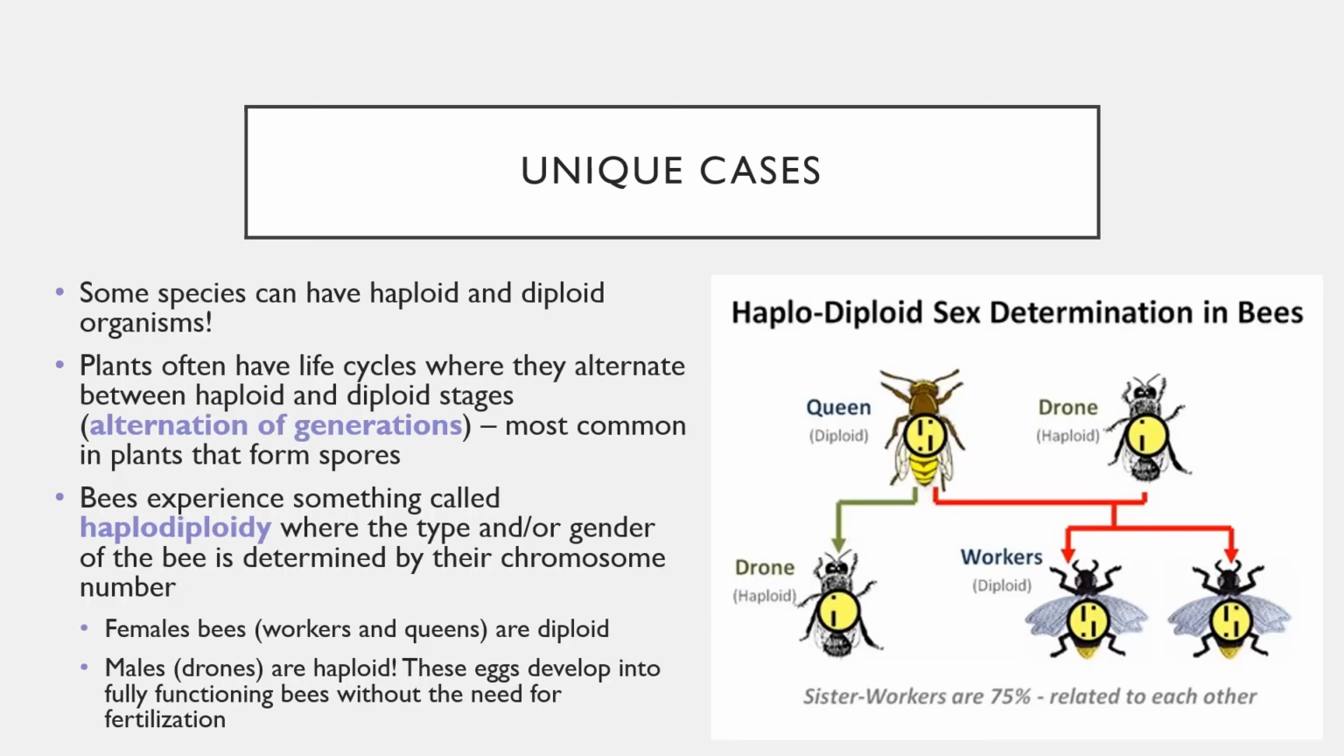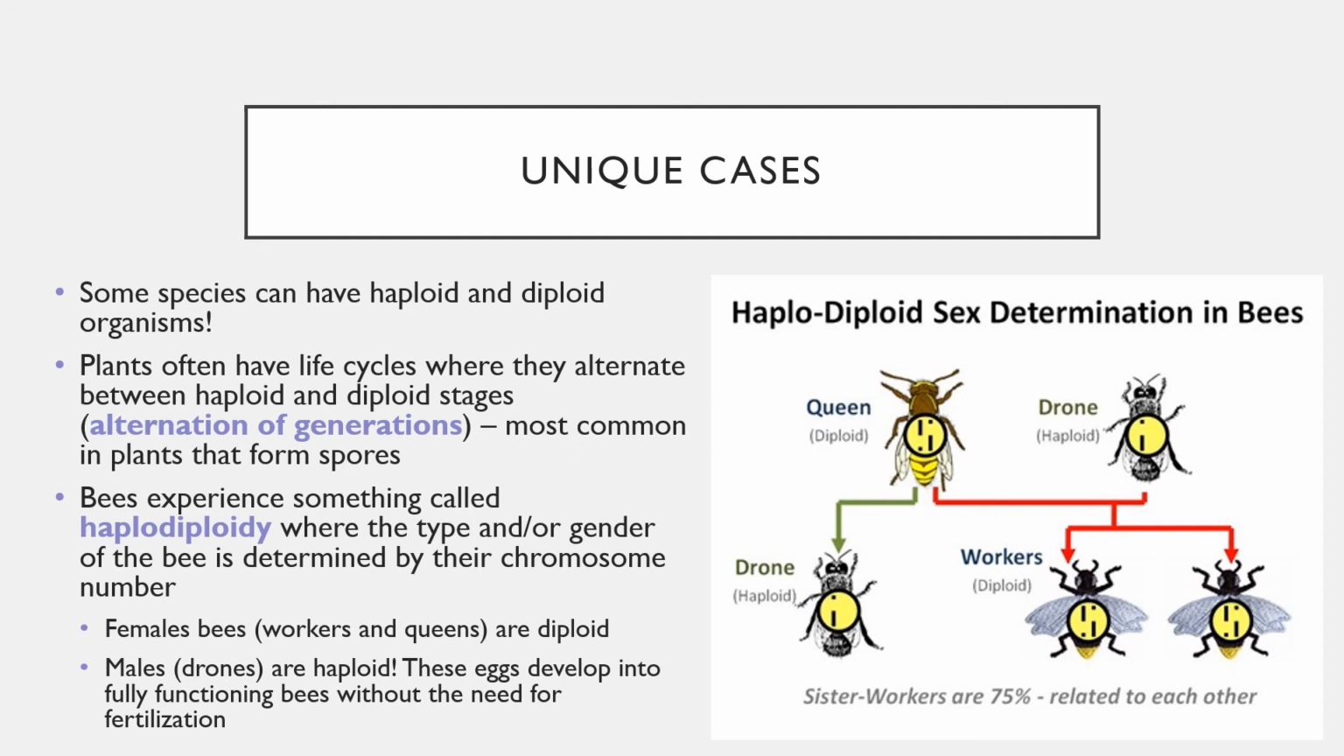Now, there's some really unique cases in nature. Organisms do not like to follow rules. Life likes to bend the rules and find unique ways of living life. So plants are a great example, particularly plants that have spores, like ferns. What they will do is they'll alternate between a haploid life cycle and a diploid life cycle. It's called alternation of generations. So the spores are the haploid life cycle, and the plant itself is the diploid life cycle.